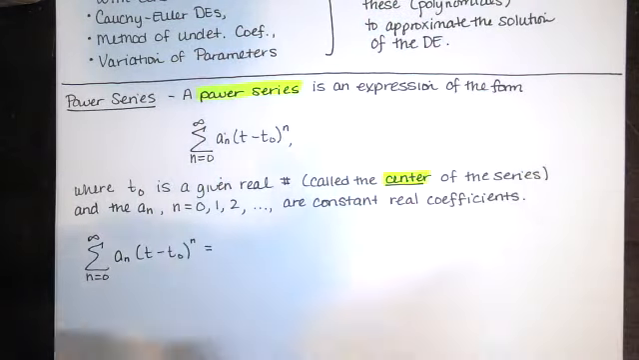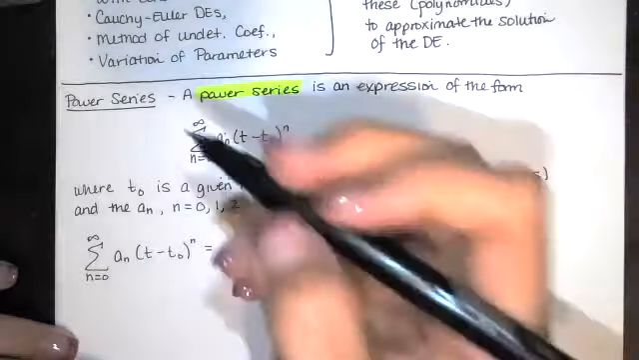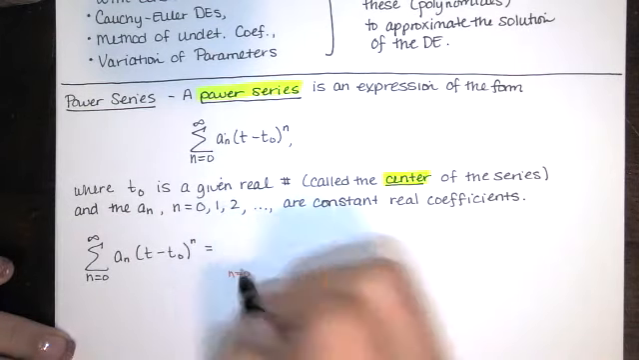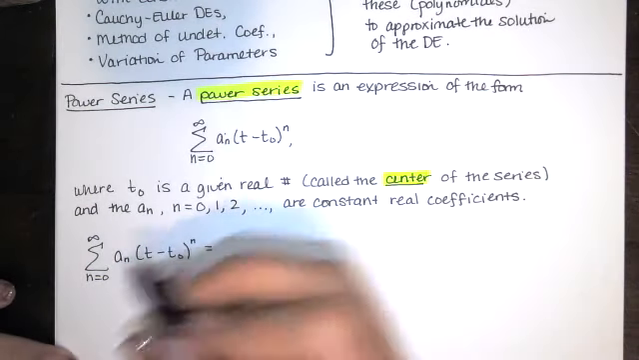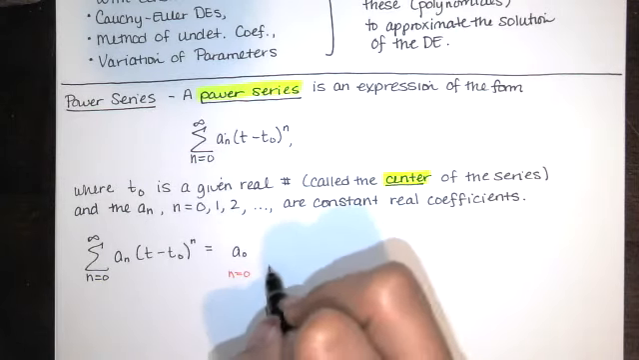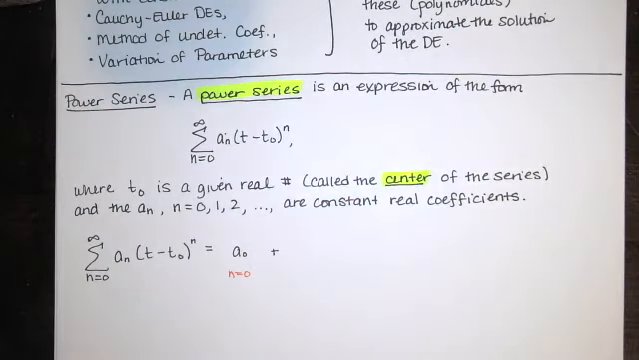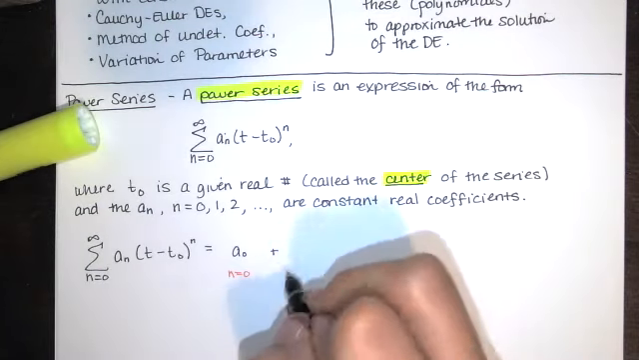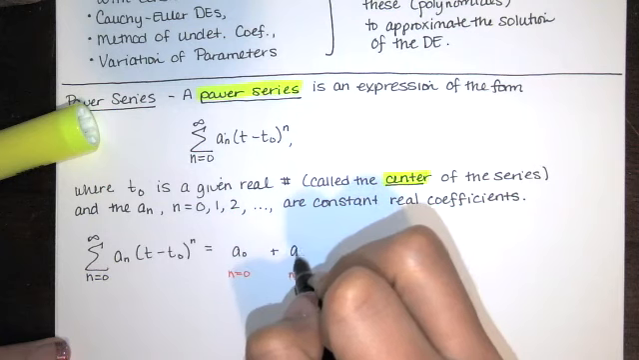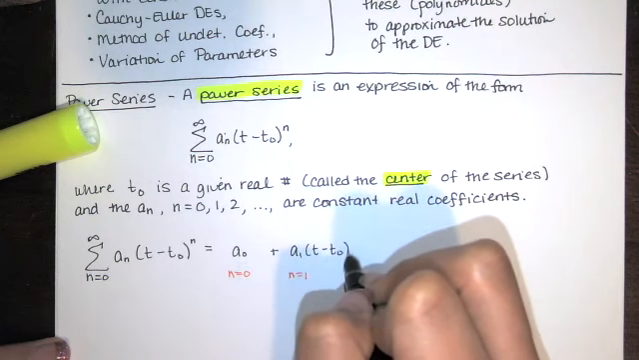And here's what this looks like in an expanded form. If I substitute in n equals 0 here, I get a sub 0 times t minus t naught raised to the 0. Anything to the 0 other than 0 is 1. So we'll have that. And then when n equals 1, we'll have a sub 1 times t minus t naught to the first.